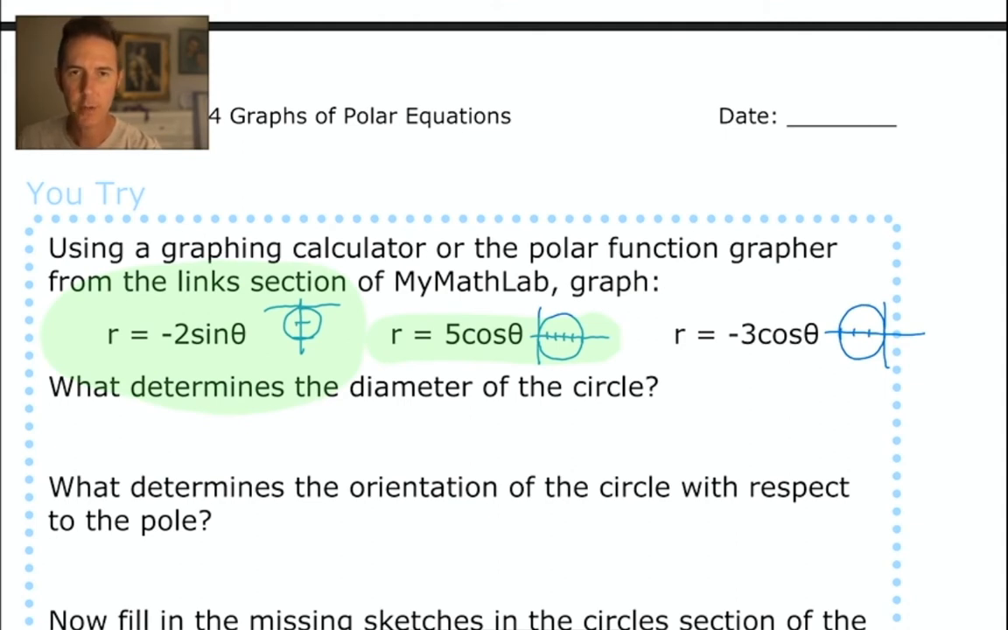If you watched the previous video in the previous section, x equals r cosine theta and y equals r sine theta. So x and cosine, I tend to associate those with each other, which is helpful here because the circles for cosine are to the left and right in the x direction of the pole. So what determines the diameter of the circle? That would be the absolute value of the coefficient.